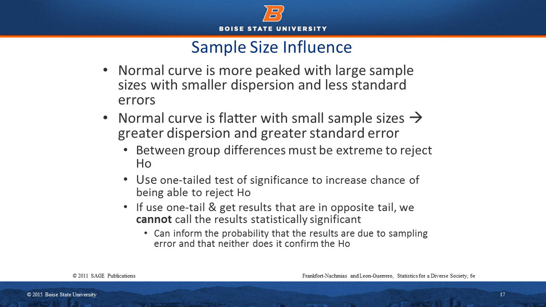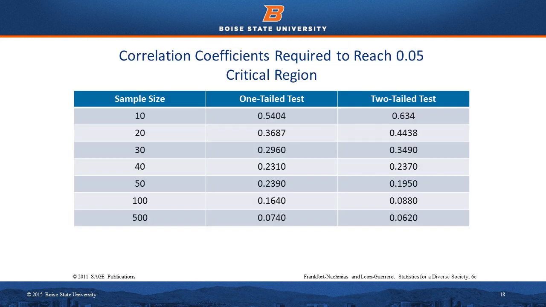Use one-tailed test of significance to increase the chance of being able to reject the null hypothesis. If you use one tail and get results that are an opposite tail, you cannot call the results statistically significant. Here's a helpful table to assist you in determining the sample size that you would need in order to obtain a specified critical region for a one-tailed test and a two-tailed test.